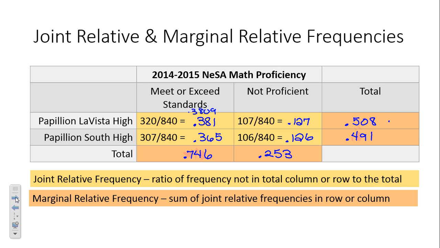Now, what does this 0.746 mean? How many were proficient at both schools? So 74.6%. And 25.3% were not.